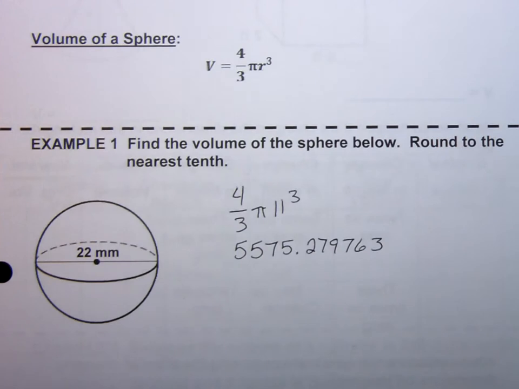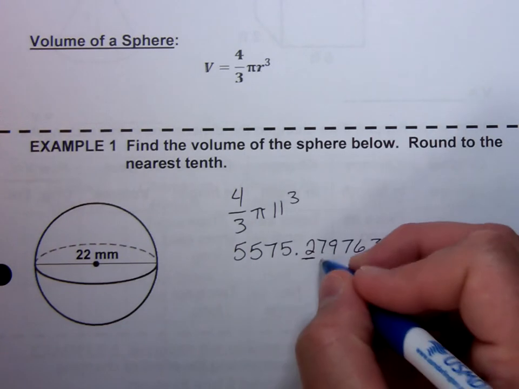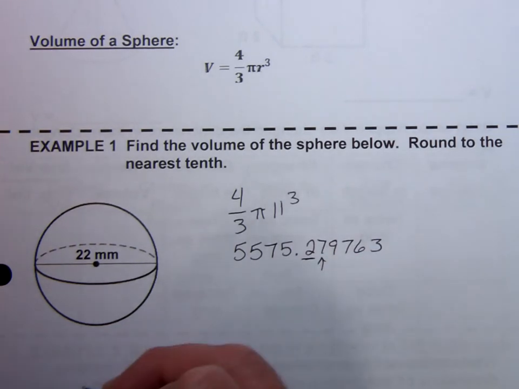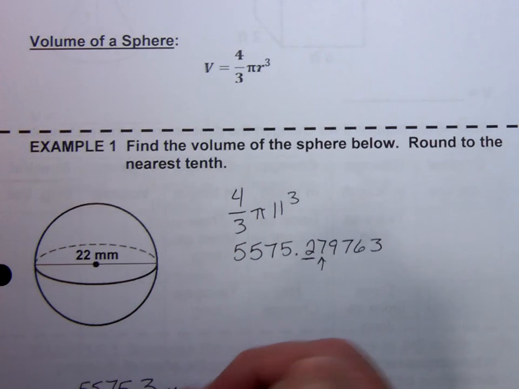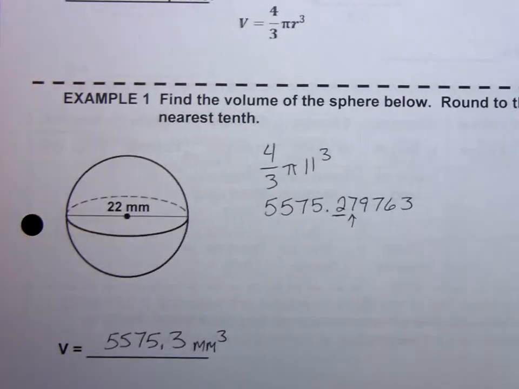Alright, get something like this in the calculator, and it tells us to round to the nearest tenth, so we only want one number after the decimal point. So that 7 is big enough to round up, so that 2 becomes a 3. And volume is always units cubed, so here we have millimeters, so that would be millimeters cubed. That's all you do for volume of a sphere.